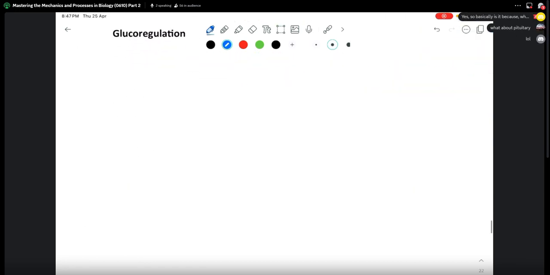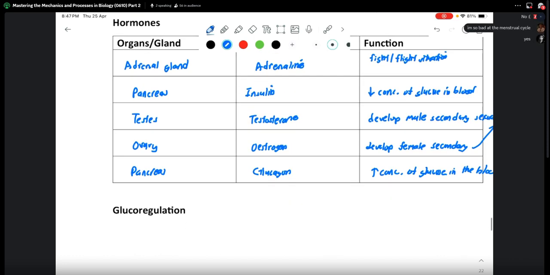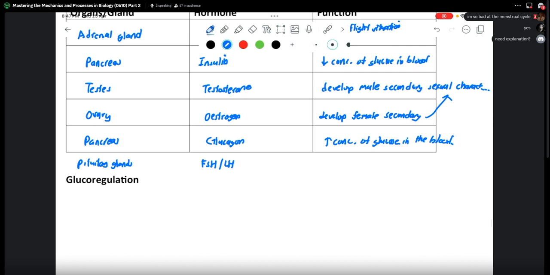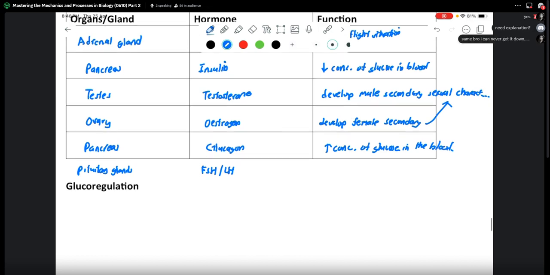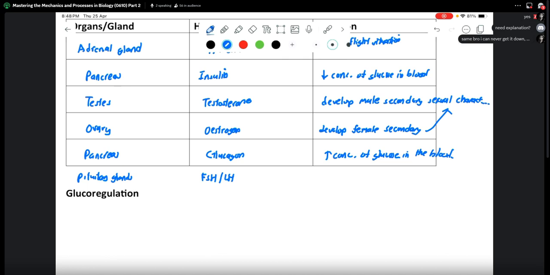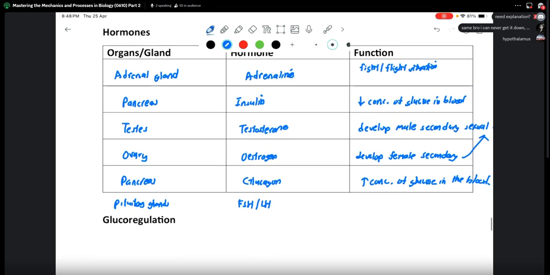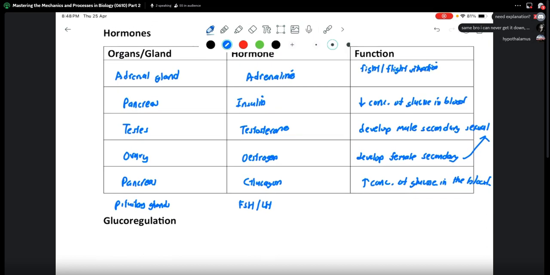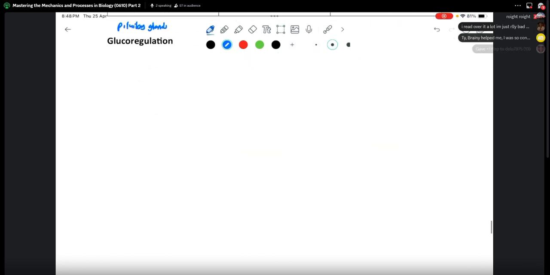Okay, all right. What about the pituitary gland? Yes, the pituitary gland will secrete the FSH and the LH. I'll write that: pituitary gland is the FSH and the LH. And of course, the process of it is the development of follicles and causing the ovulation. Hypothalamus is the brain control in our brain. But don't worry, these are just the important hormones that you need to know. Just know it.